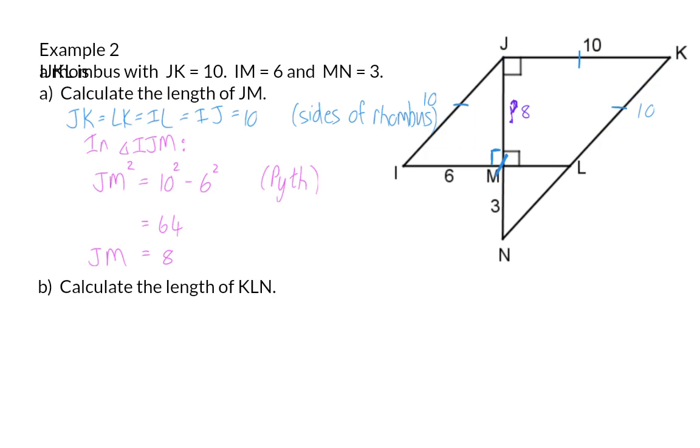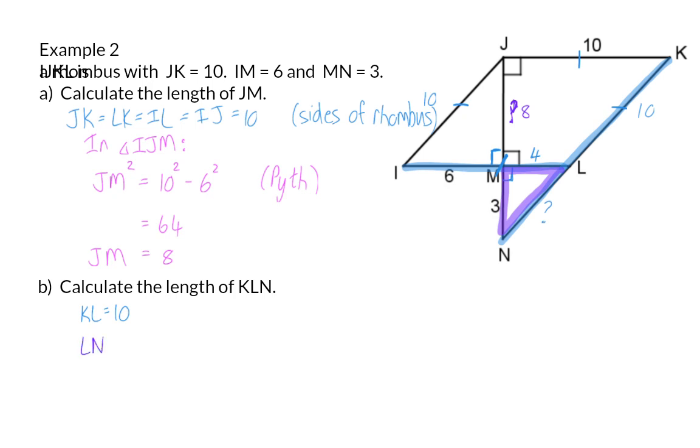Question B. Calculate the length of KLN. Earlier we already mentioned that KL is 10 because it's one of the sides of the rhombus. And IL is also 10, and that means that ML is 4, so that added to the 6, we get that 10. This means that in our bottom right-angled triangle, we can determine the value of LN.